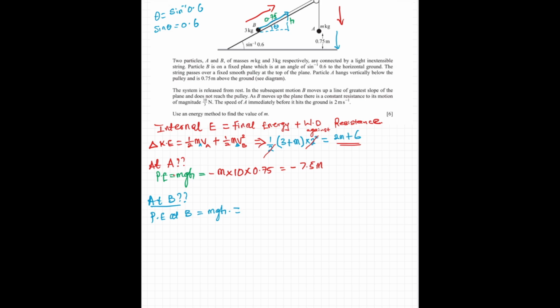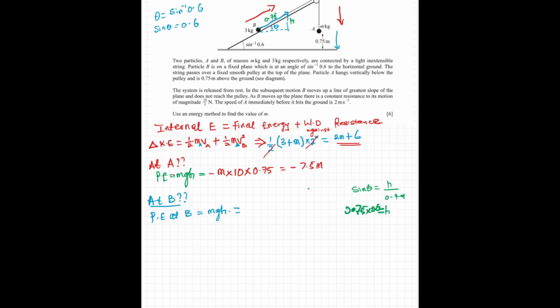From there I will do sine theta is h over 0.75. So my h will be 0.75 times 0.6. So that is my height. I hope that makes sense, so that is the height the particle goes.